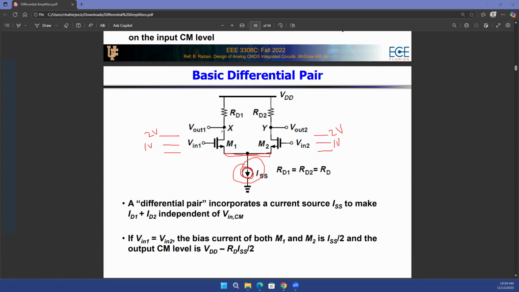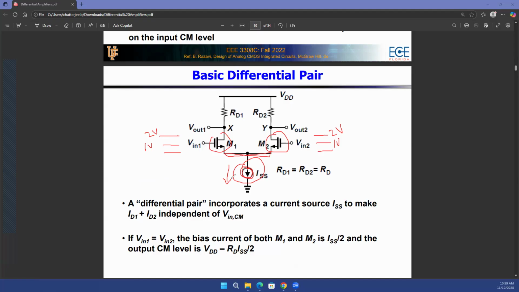And that was a problem in the previous case because that would have changed the gate to source voltage of the M1 transistor and the M2 transistor. And then the GM times RD, or the gain of the differential amplifier, would change. However, if we connect a current source like this, what is the difference in that case? Your current source has to draw a particular fixed amount of current because that's the definition of a current source, that the current remains constant no matter what. Right? As long as it is a current source, the current remains constant.